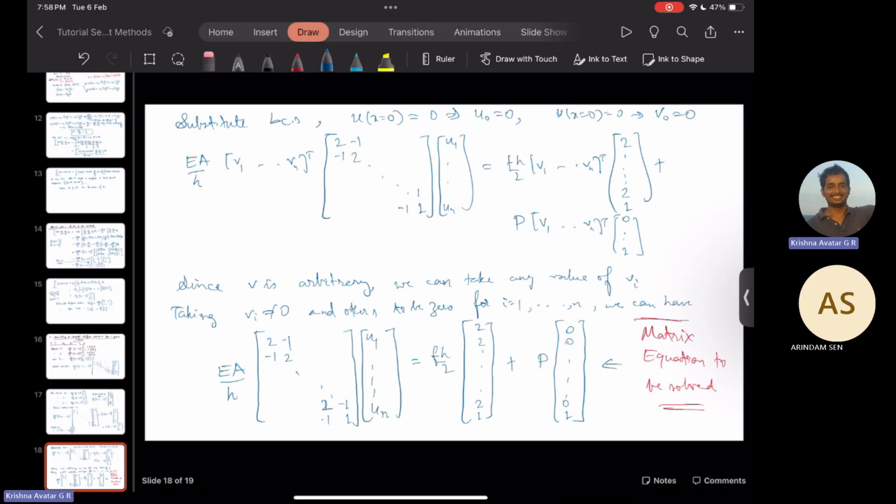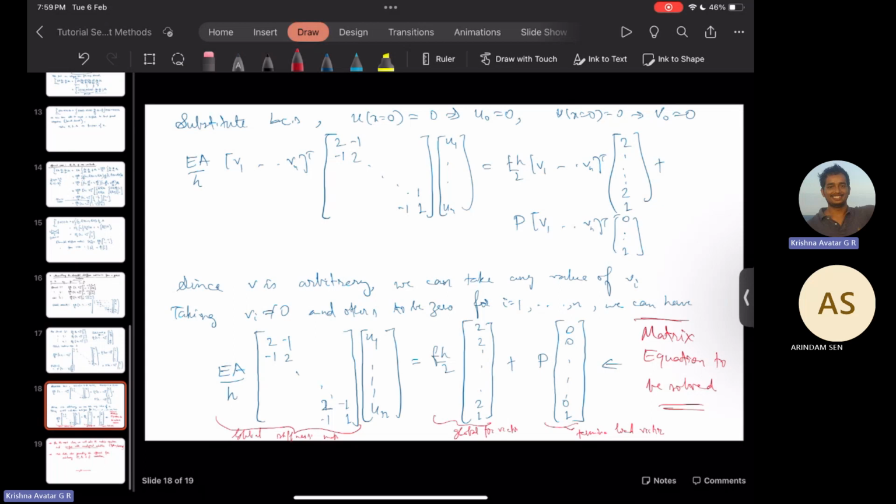And then we were able to arrive at this discretized governing equation, and this part of the equation here is known as the global stiffness matrix, and this is known as the global force vector, and this is our terminal load vector.